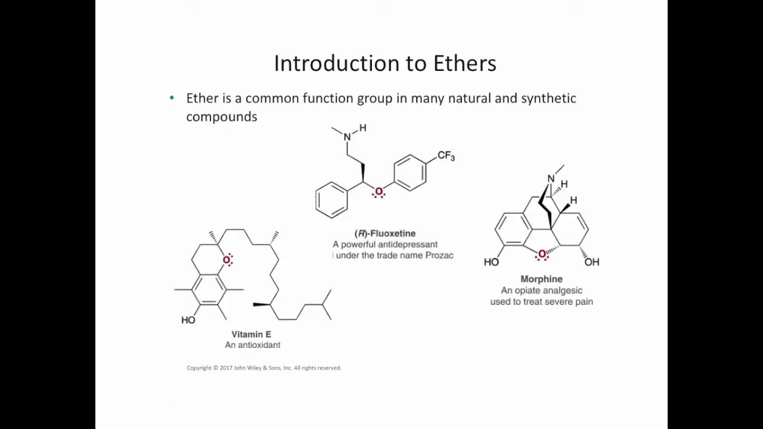Ethers are common functional groups in many natural and synthetic compounds. Here is the structure of Prozac, an antidepressant. And notice the ether here. We have an aryl, the benzene ring is a type of aryl group on one side, and here we have an sp3 carbon on the other side. Vitamin E has an ether here, and then morphine also has an ether.